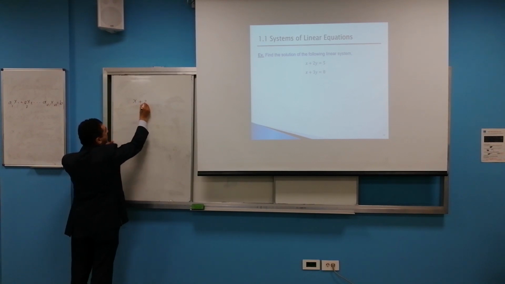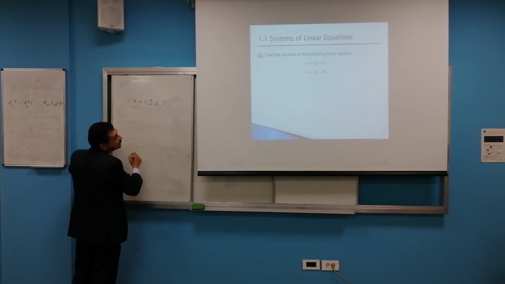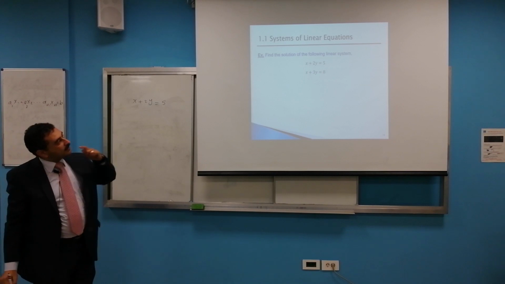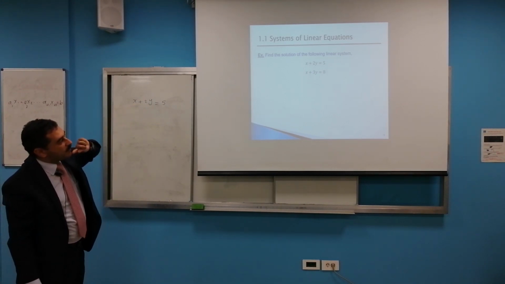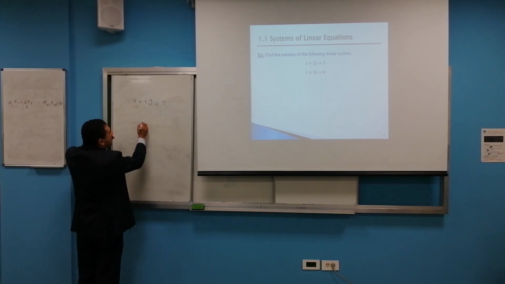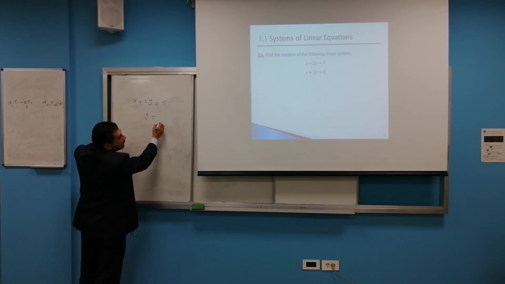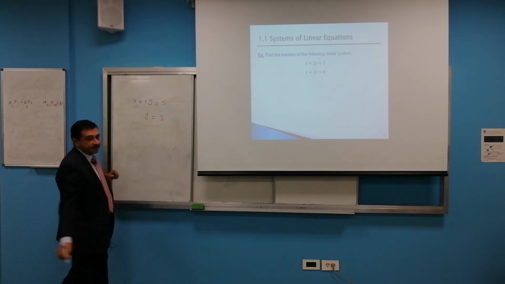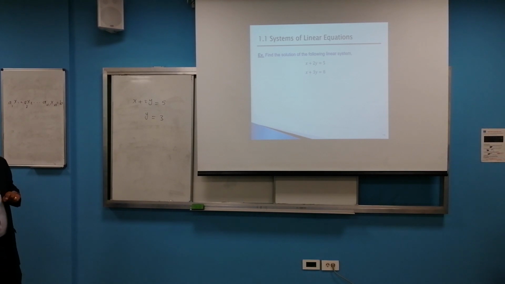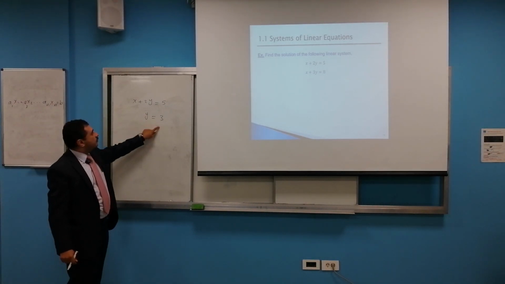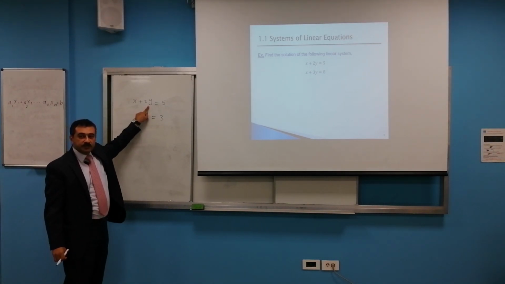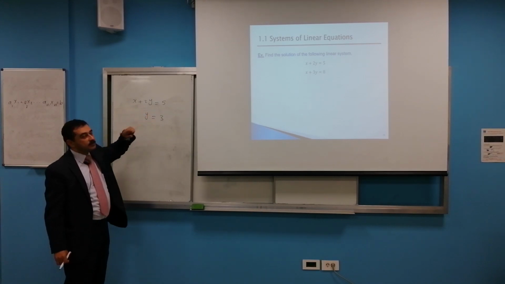x plus 2y equals 5. And the other equation, you can take the difference between the second and the first, so you'll get y equals 3. Yeah? And then you are going to say that y equals 3, substitute in this equation, so you'll get x equal to -1.